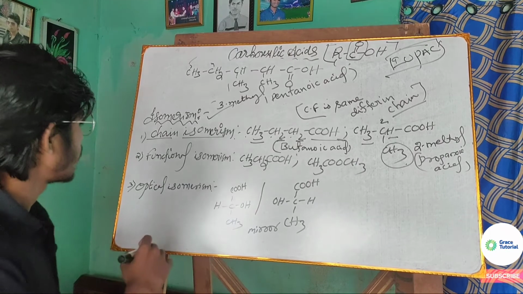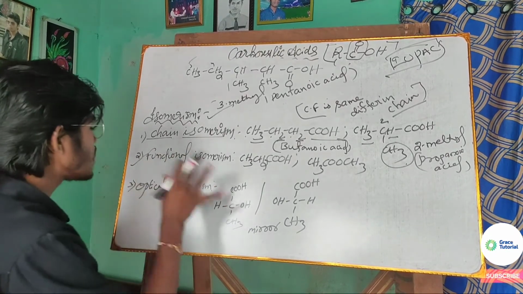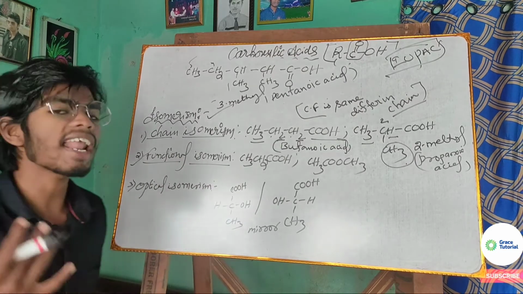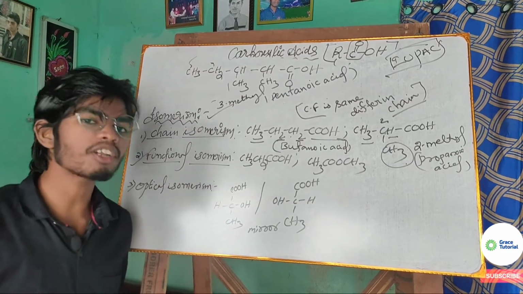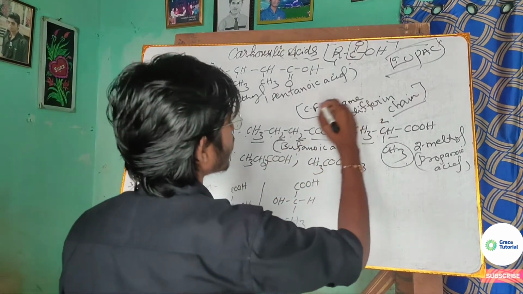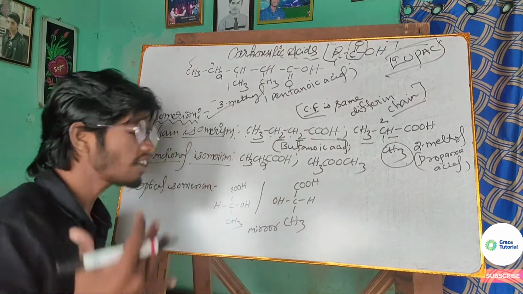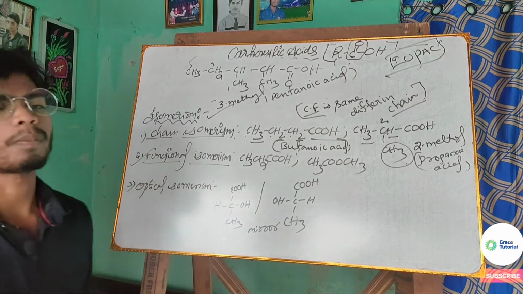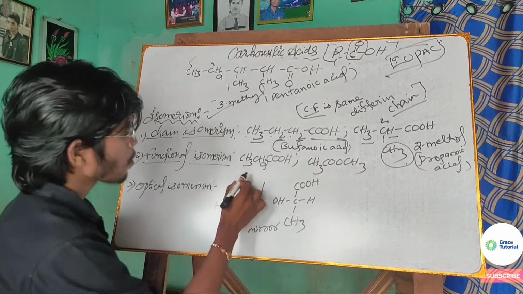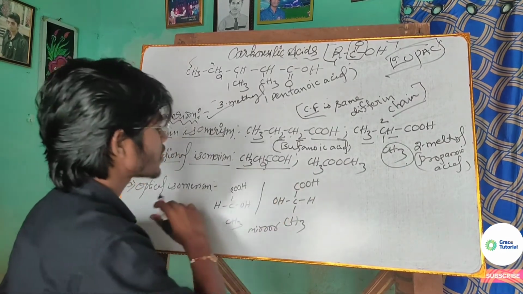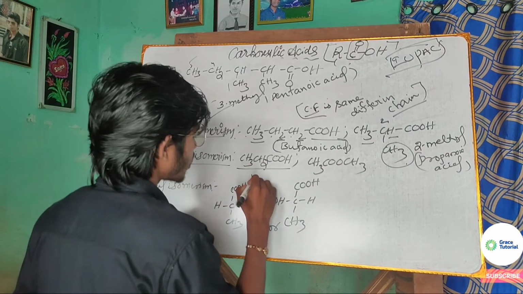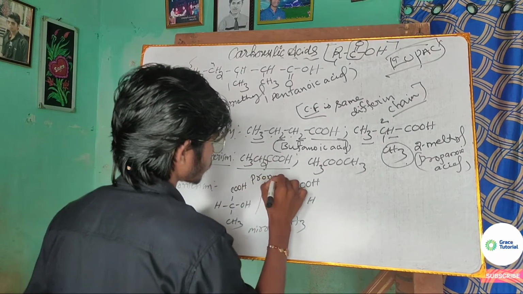The point 2 is that carboxylic acids also show functional isomerism. So what is functional isomerism basically? Those compounds having the same chemical formula, but what is different here is the functional group. Look here, suppose I have written CH3CH2COOH. What is the name of this compound? Since 3 carbon atoms are there, this is propanoic acid.